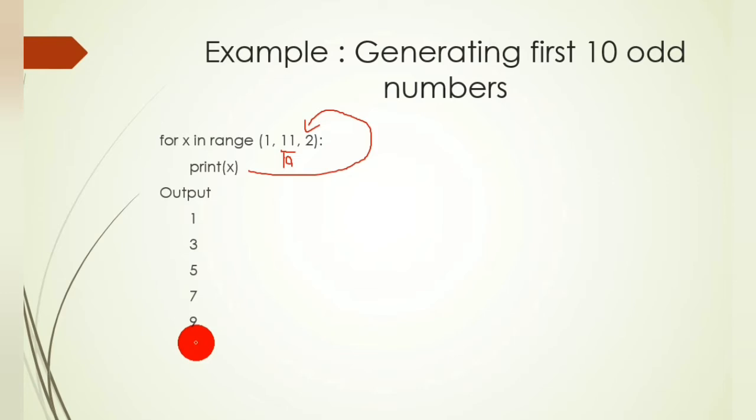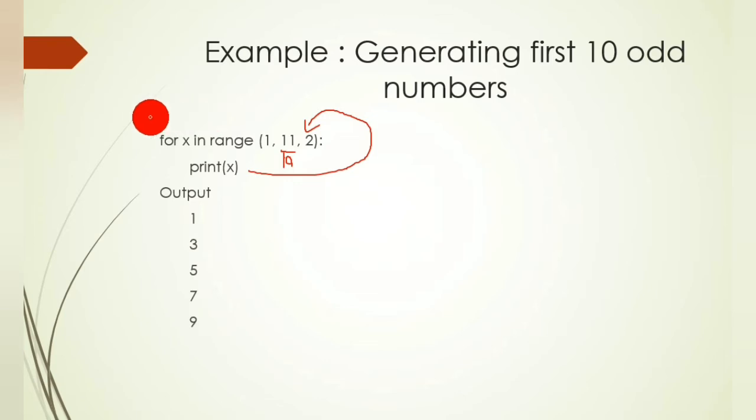Okay. Is it clear? How you can get the odd numbers like this? So this loop is repeated again and again. For each iteration, the value of x is incremented by 2. Your starting value is 1 and then in each iteration the value of x is incremented by 2. So we get the odd numbers like this.